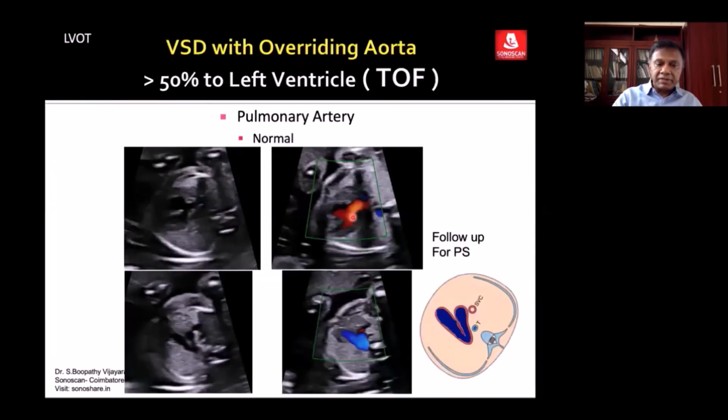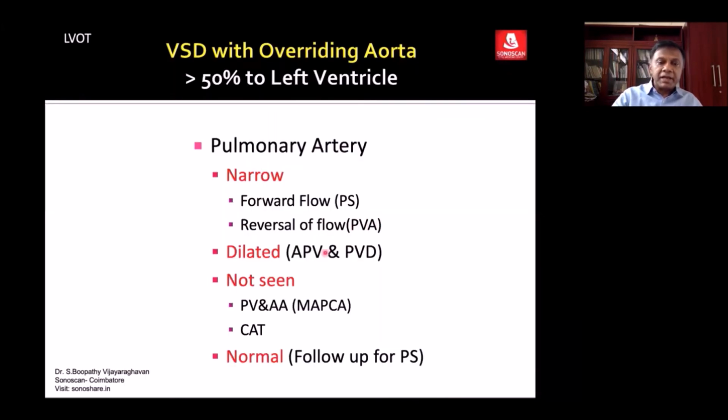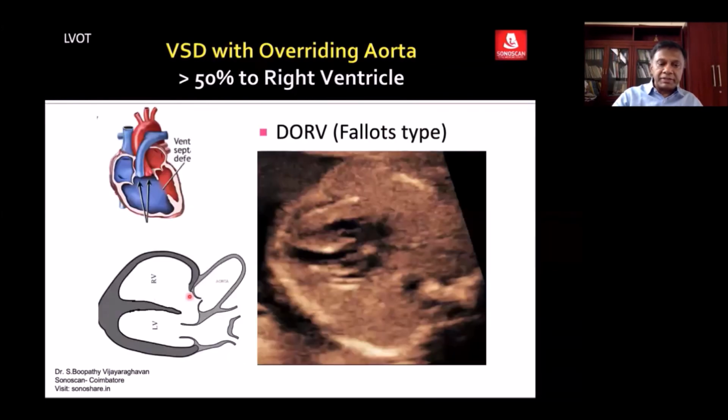You see the VSD with overriding aorta. The pulmonary artery is normal in the 3VT as well as in the RVOT. So when you see this, it may be pulmonary valvar atresia; when it is a dilated pulmonary artery, absent pulmonary valve syndrome or pulmonary valve dysplasia. When it is not seen, it may be shown here. So in that case, the diagnosis is DORV of Fallot's type.